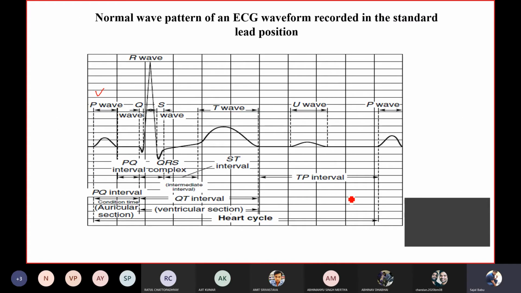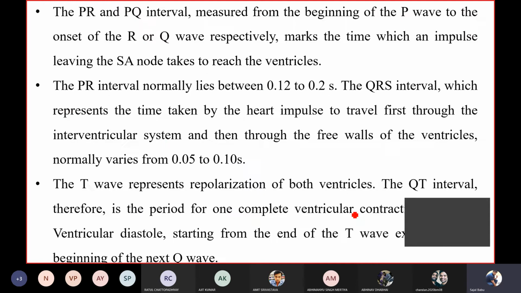So let us see this QRS wave. Now what we have to see here is, let me explain the text that I have written here.